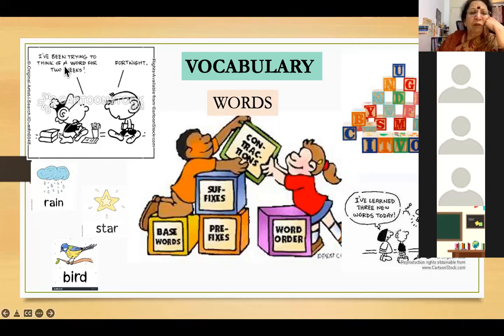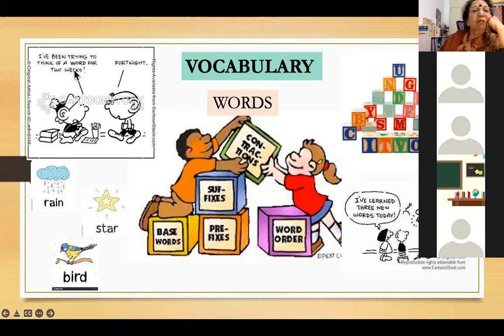Like, I've always loved this little cartoon. It says, I've been trying to think of a word for 2 weeks. He says, a fortnight. Now look at the pun over here. Fortnight is 2 weeks. So tell the children, so what is the difference? Okay, so this is it. And then, but what do we say? Learn 3 words for tomorrow.